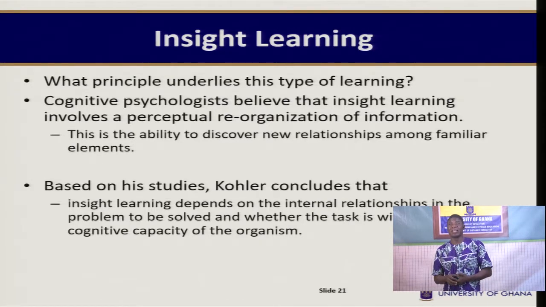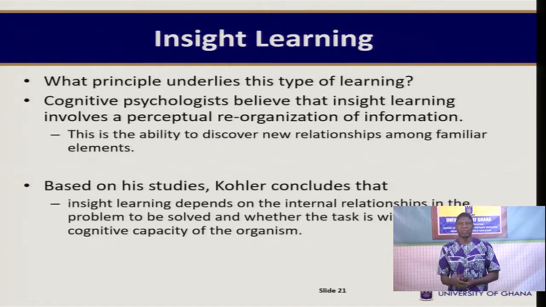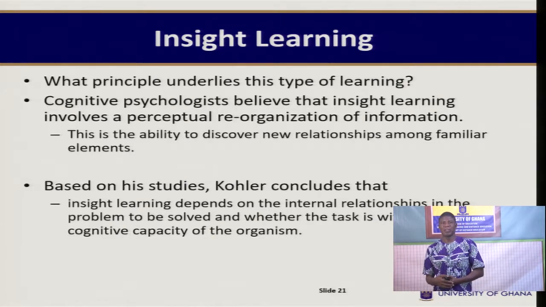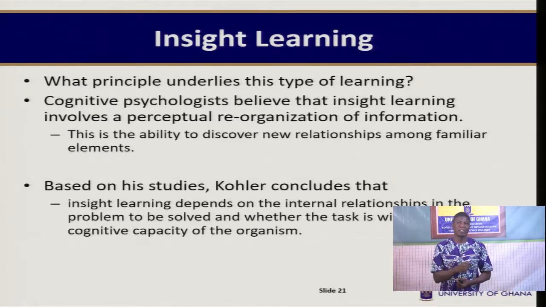Cognitive psychologists believe that insight learning involves a perceptual reorganization of information, the ability to discover new relationships among familiar elements around you, like the chimpanzee and the 2 sticks. You found out there is a relationship between the 2 sticks. The 2 sticks are familiar, but there is something else that can be done. So reorganizing them, he was able to put one stick into the other, getting the length needed to pull the banana and use it. The same way with the boxes.